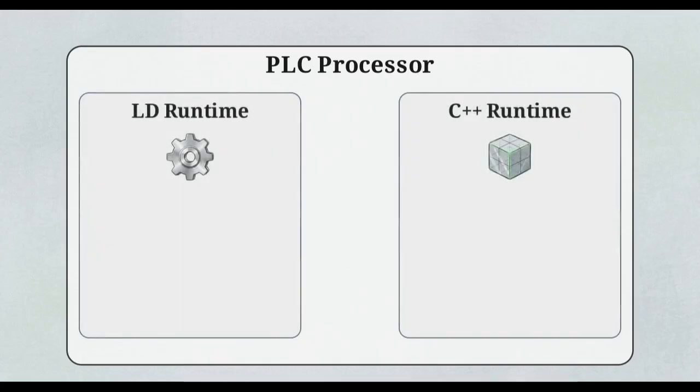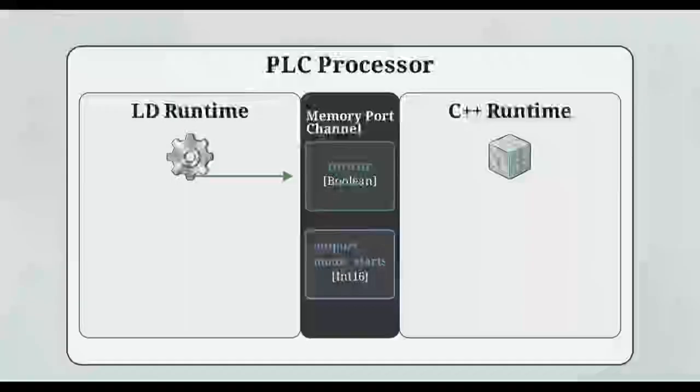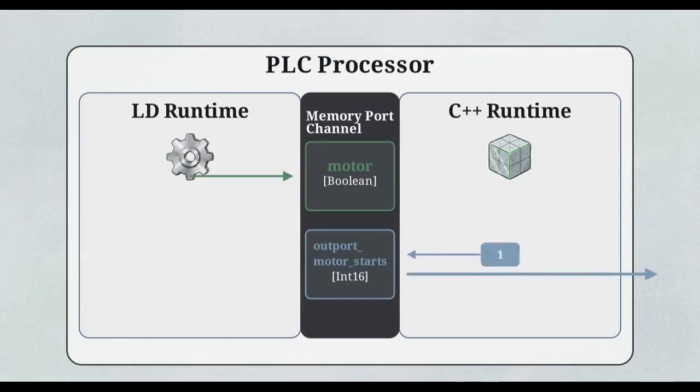The solution is a mechanism called input and output ports. This creates safe memory mapping between the two distinct runtime environments. Looking closely at the memory port channel, we construct our first specific port, a Boolean input port, simply named motor. This input port functions as a one-way receiver. It reads the physical on-off state data in from the ladder diagram environment. Below that, we define our second specific port, an integer variable named output motor starts. This is an output port. Its job is to capture our activation count and write that integer data out to the wider system.